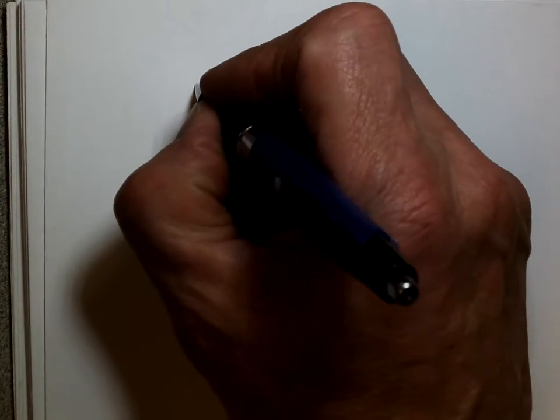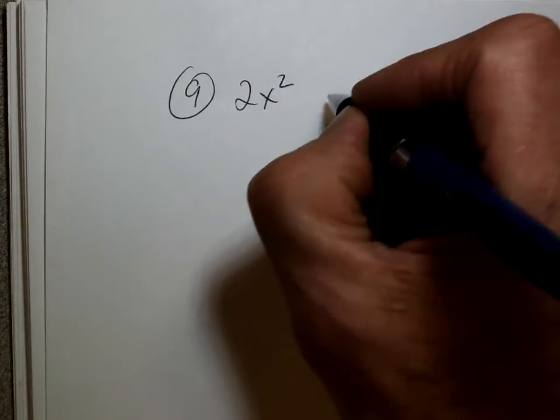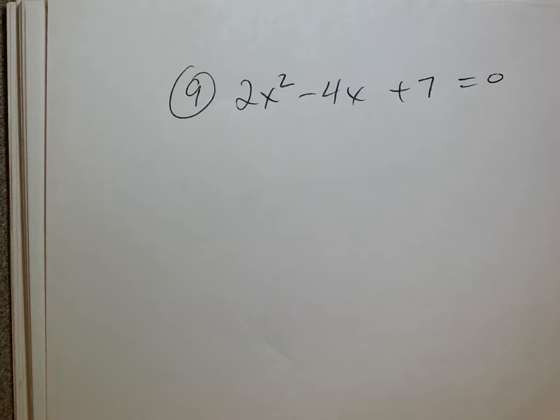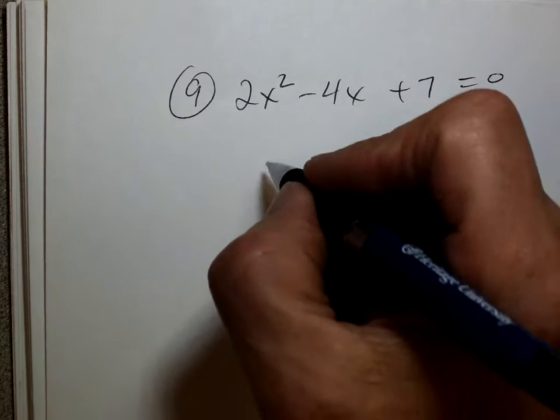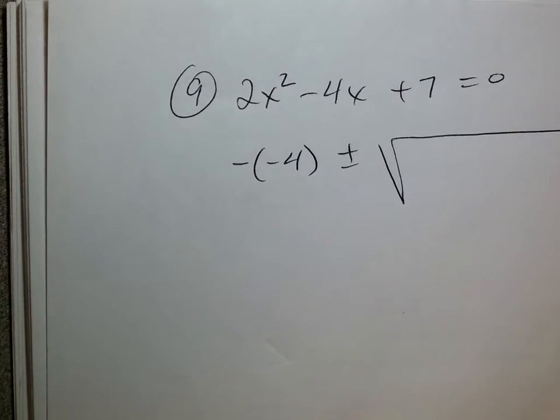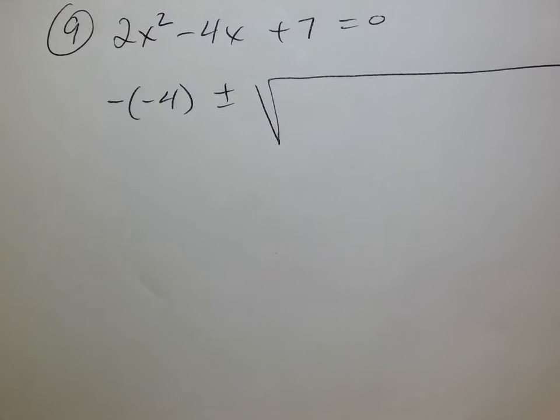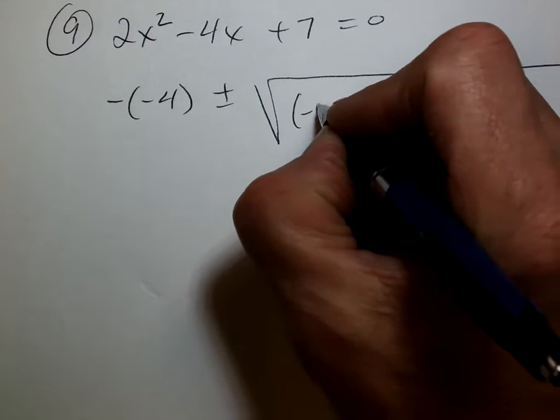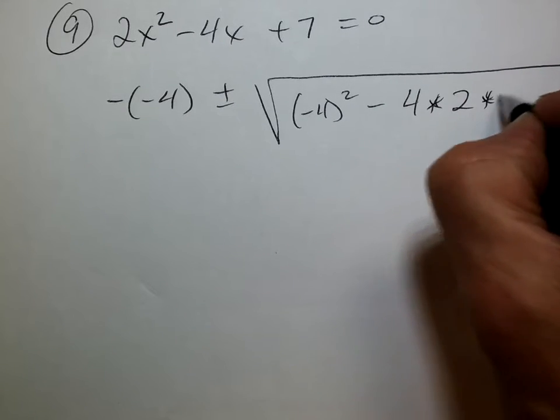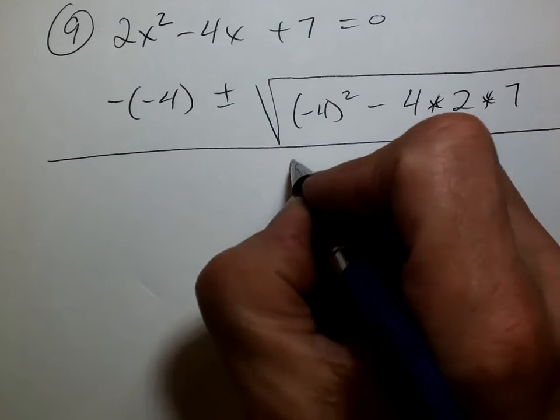Thanks, Avi. Okay, now let's take a look at number 9. I'm going to have to use a separate sheet of paper because the quadratic formula takes some work. So number 9, I've got 2x squared minus 4x plus 7 equals 0. You're going to get credit for showing your work on the quadratic formula also. Negative b, so it's negative 4 plus or minus big square root of b squared, negative 4 squared, minus 4 times a times c, all over 2 times a.